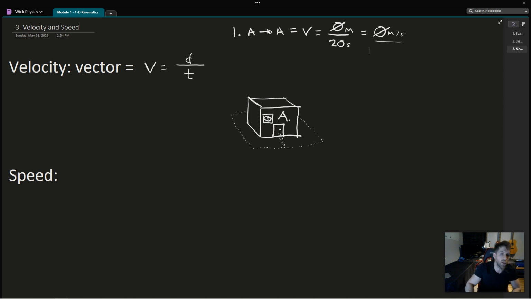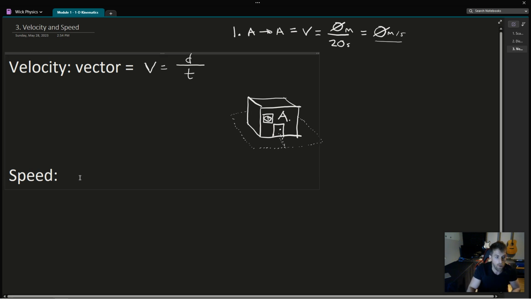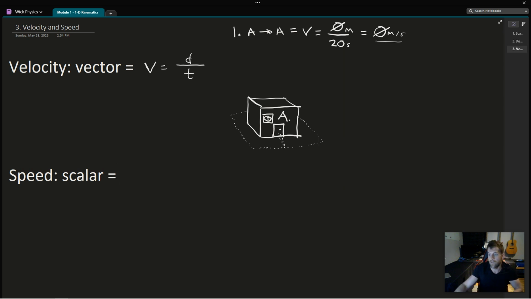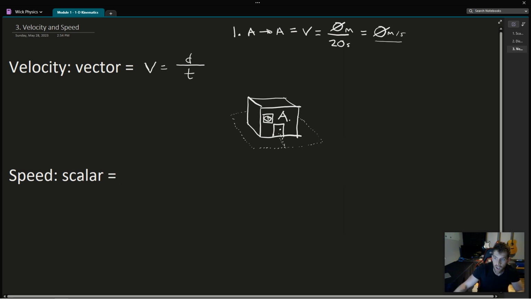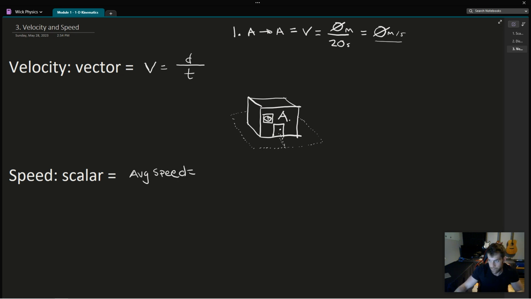Now, let's look at speed. Okay? Speed is scalar. It doesn't care about direction. And the formula for speed is, we have our average speed is equivalent to distance over time. Okay, so that's displacement over time for velocity and distance over time for speed.